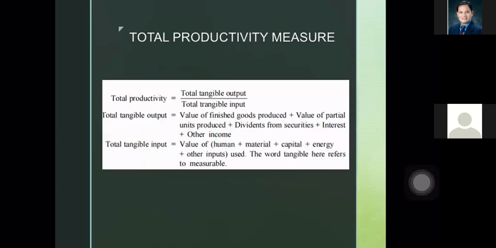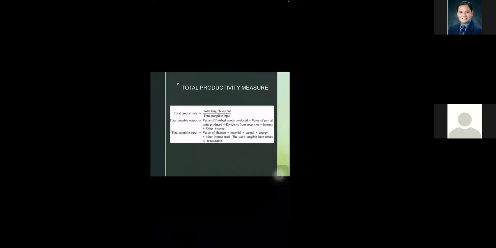So next slide is about total productivity measure. It is based on all inputs. The model can be applied to any manufacturing organization or services company. So total productivity is computed as total tangible output over total tangible input.